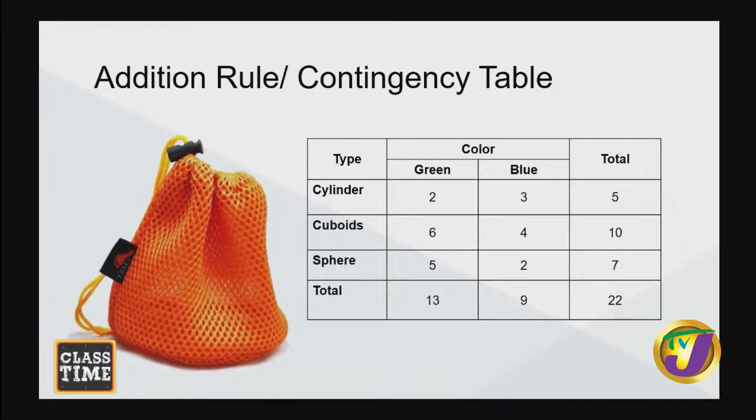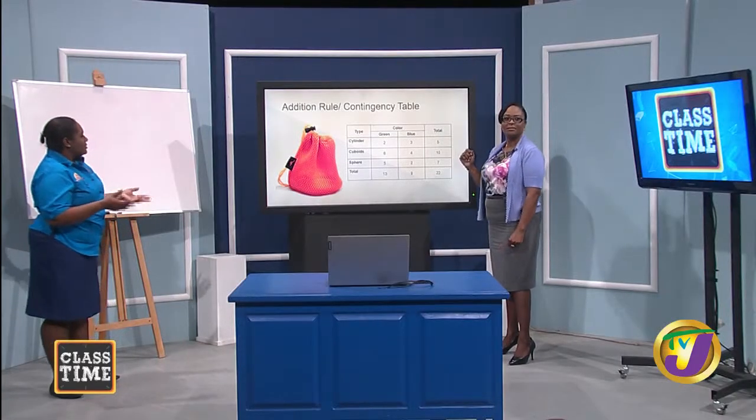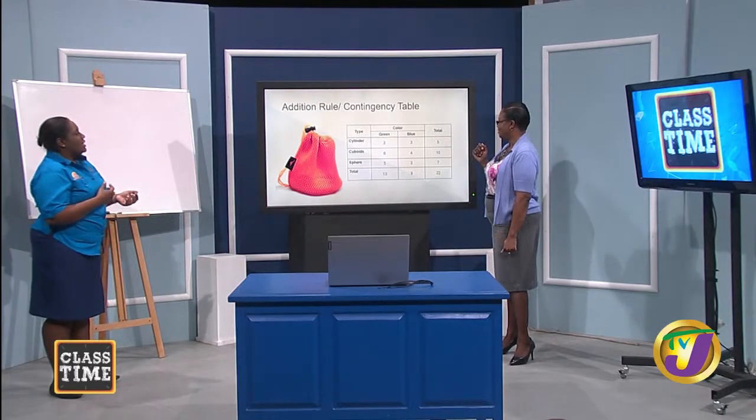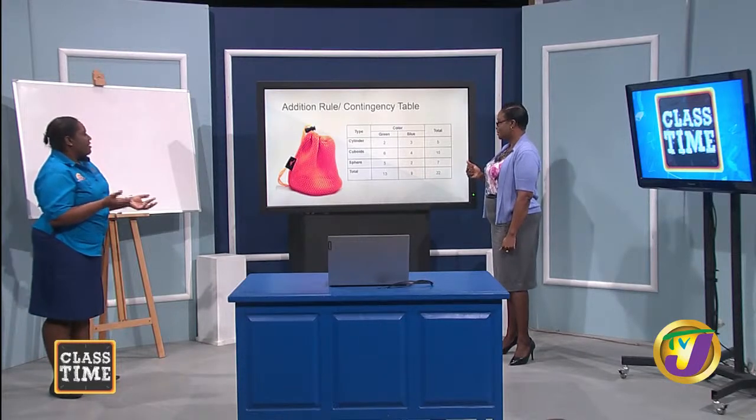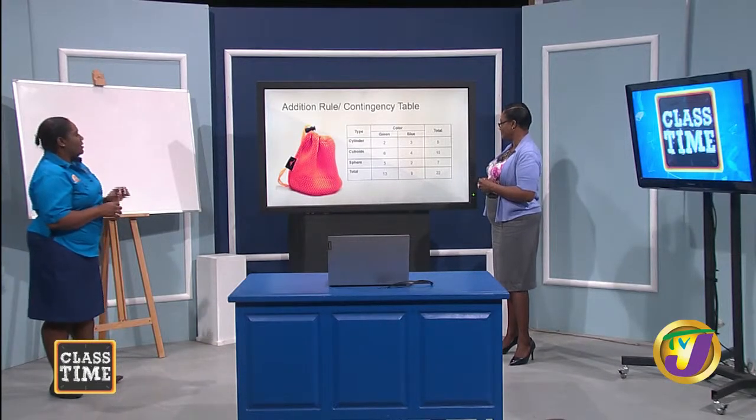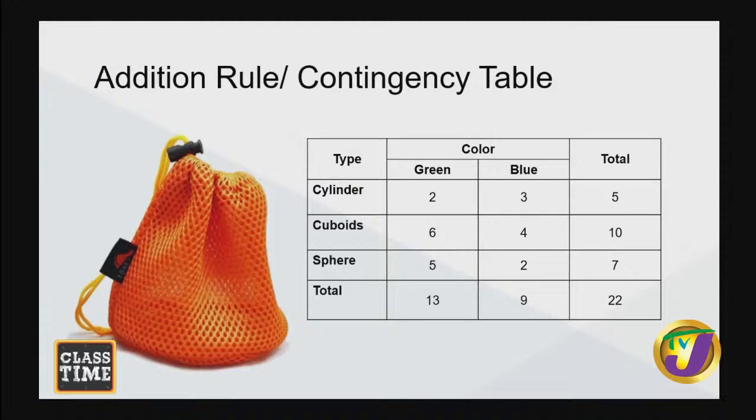Simplified, isn't it? It's much easier. I can pick out any information I want. If I want to find out how many green cuboids there were, it's telling me 6. If I want to find out the total number of cuboids that is in the bag, then I know that there is 10. And if I want to find out the total number of cylinders, whether it be green or blue, I know that it is 5. If I want to identify the number of spheres that are green, I can tell you that it's 5 right there. And if I want to find out the total number of solids that's identified, it's 22.